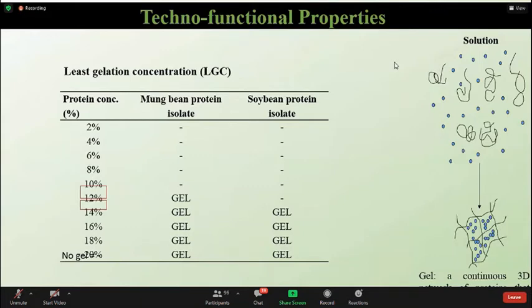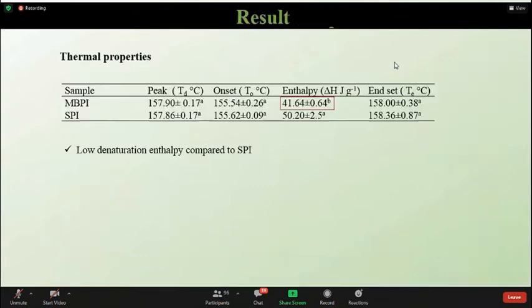If you look at the mung bean, the requirement to form gel is even lower compared to soybean. They require only 12% as compared to 40% for soybean isolate, even though the protein content is slightly lower than soybean protein isolate. These are the other properties: a low denaturation enthalpy compared to SPI, meaning they are more flexible in terms of structure.